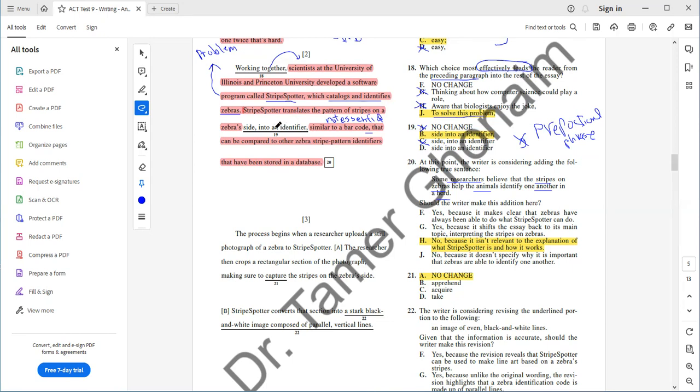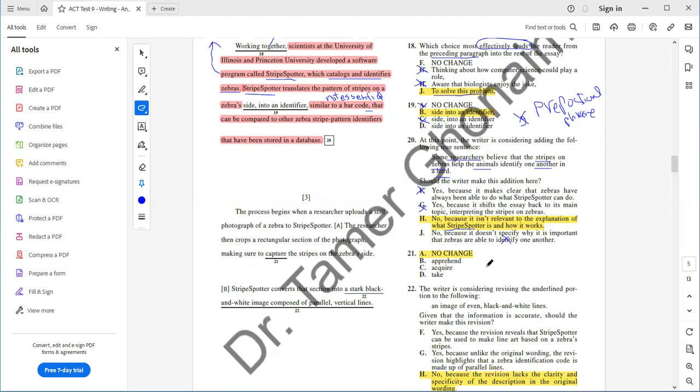And here it starts to mention something called Stripe Spotter. So it's going to be no. Here it said no because it is not relevant to the explanation of what Stripe Spotter is and how it works. Yes, that's right. Let's look at J. No, because it does not specify why it's important that zebras are able to identify one another. We didn't talk about how zebras identify each other. We're talking about how the researcher identified them. Clear? Clear.